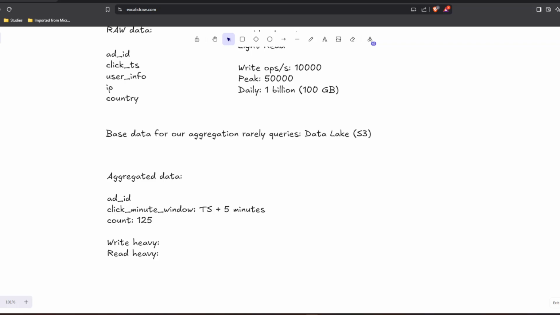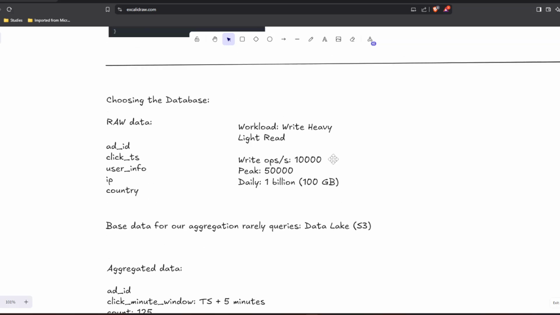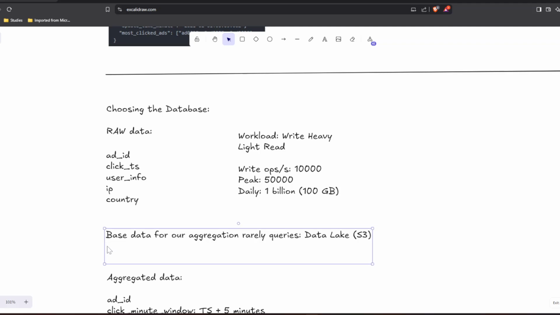So for raw data, now let's talk about the databases in detail. Okay, so for raw data, when we were discussing this part.